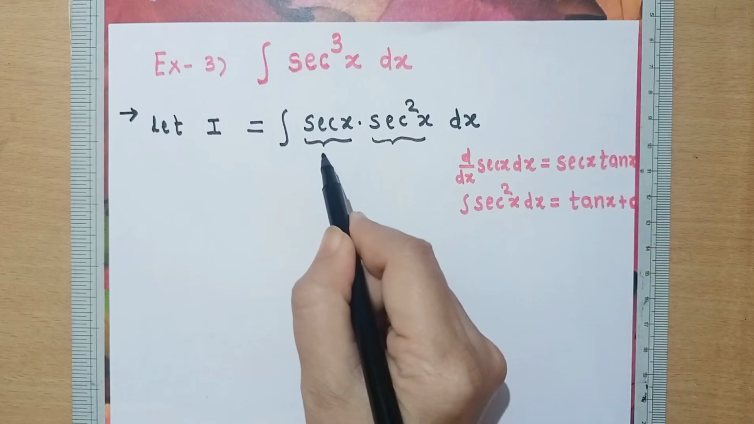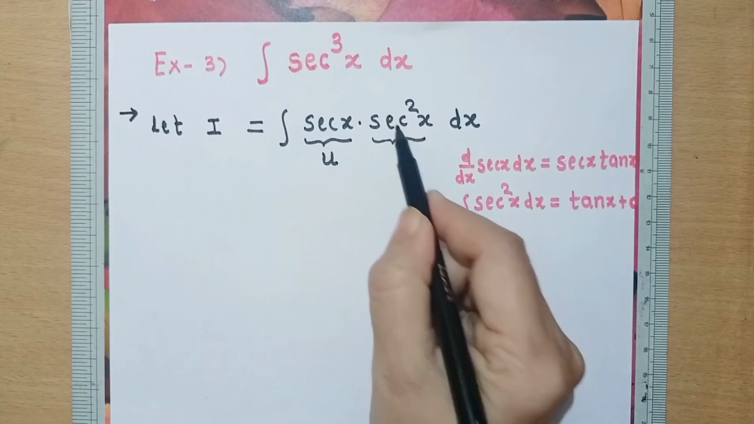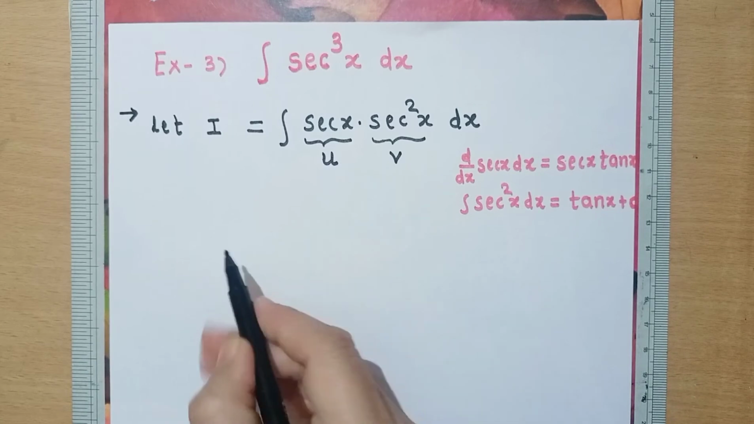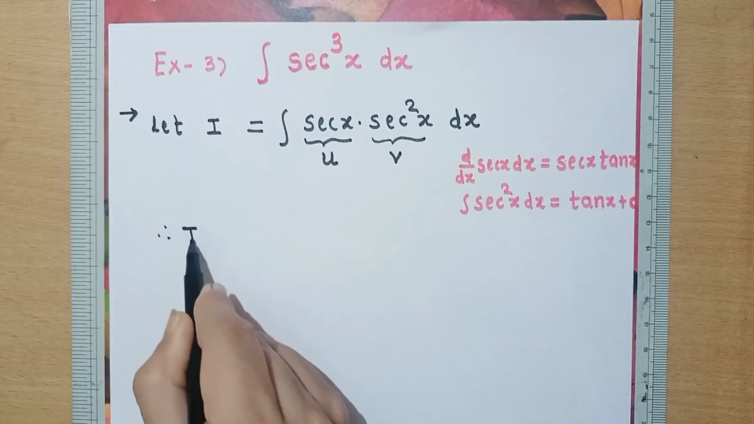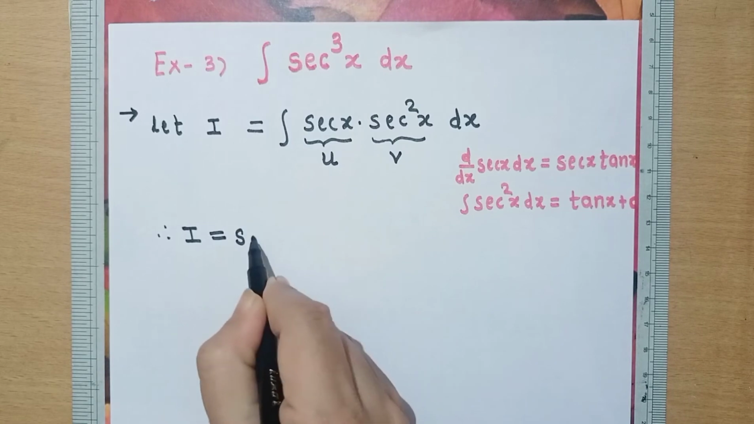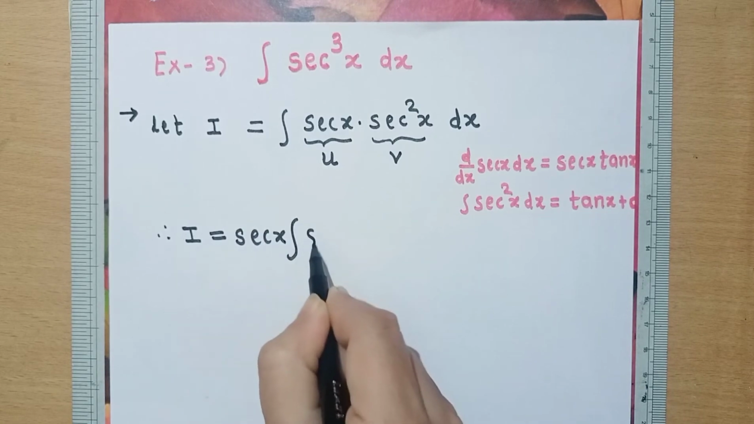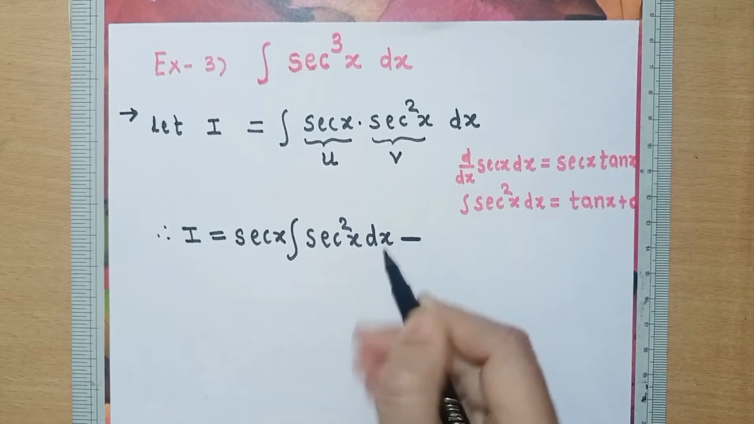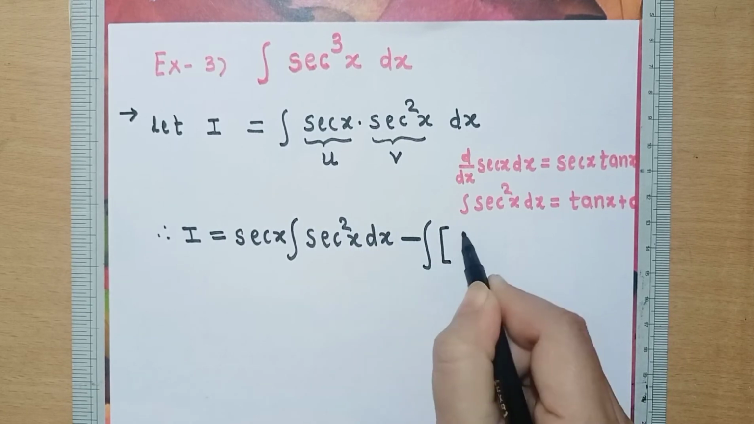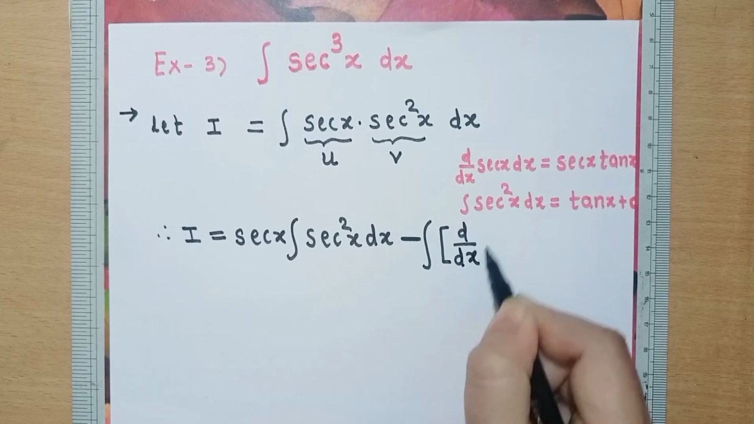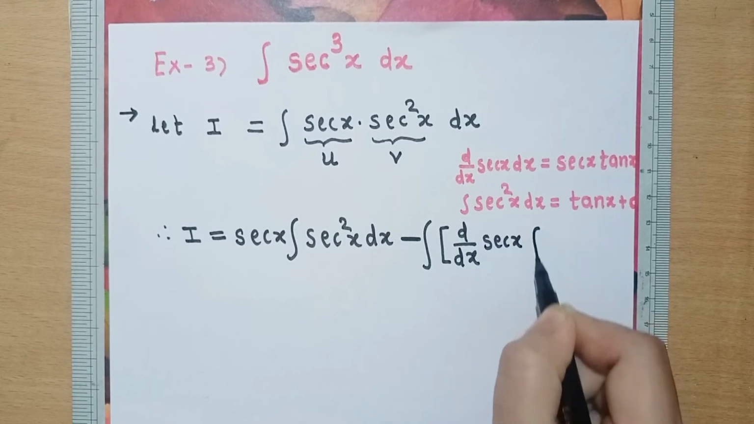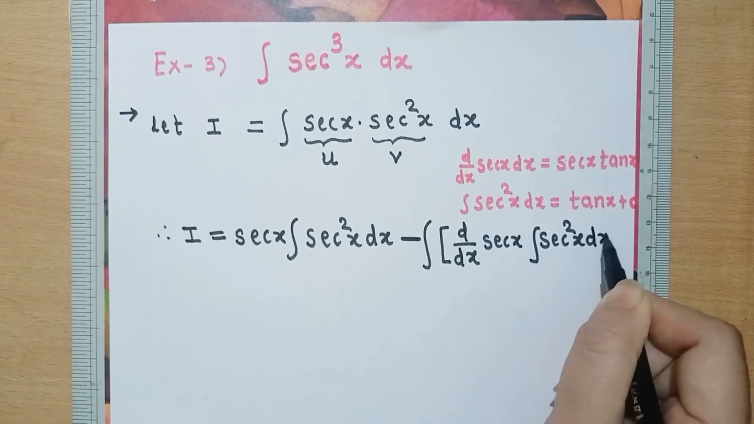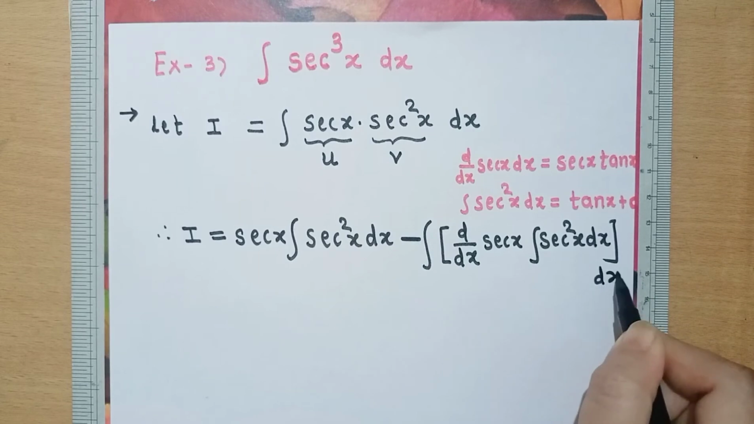So we will consider this first function as u and this function as v. Then we will use the integration by parts rule. So I is equal to first term as it is, sec of x, integration sec square x into dx, then middle sign minus integration, then d by dx of first term, that means sec of x, again integration of sec square x dx, and outside the bracket dx.